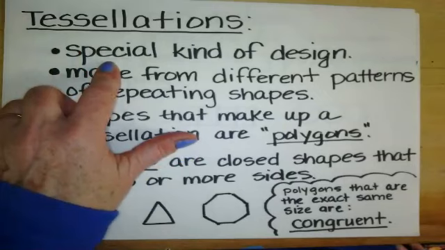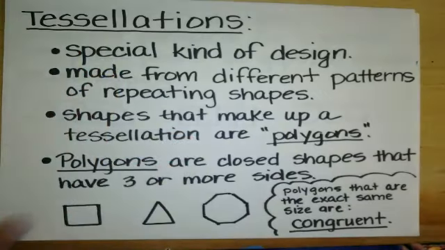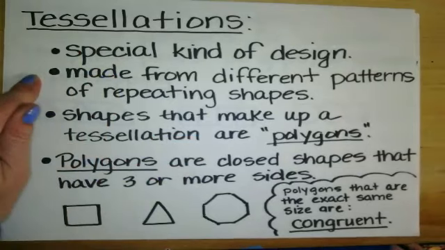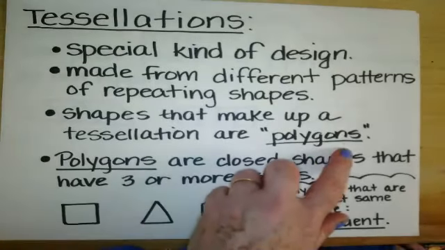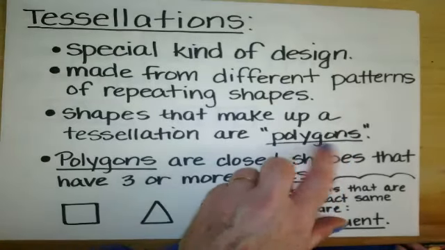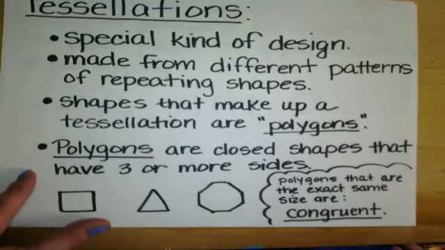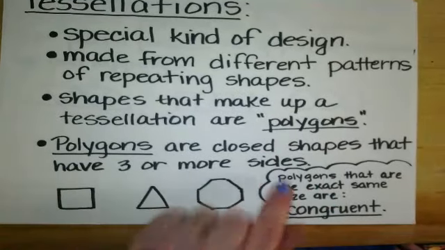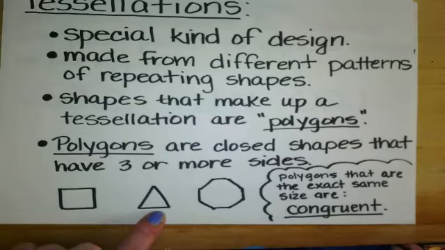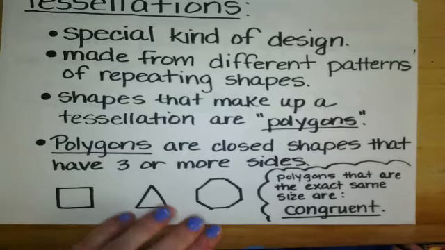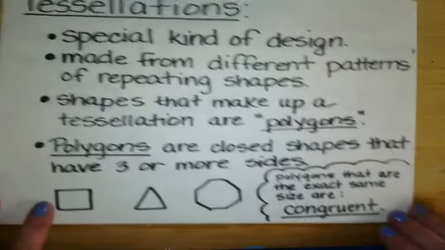Tessellations are a special kind of design. They're made from different patterns of repeating shapes. Shapes that make up a tessellation are called polygons. I'm sure you've heard of that word before. But polygons are closed shapes that have 3 or more sides. A square or a rectangle is an example of a polygon. A triangle is an example of a polygon, and an octagon is an example of a polygon.